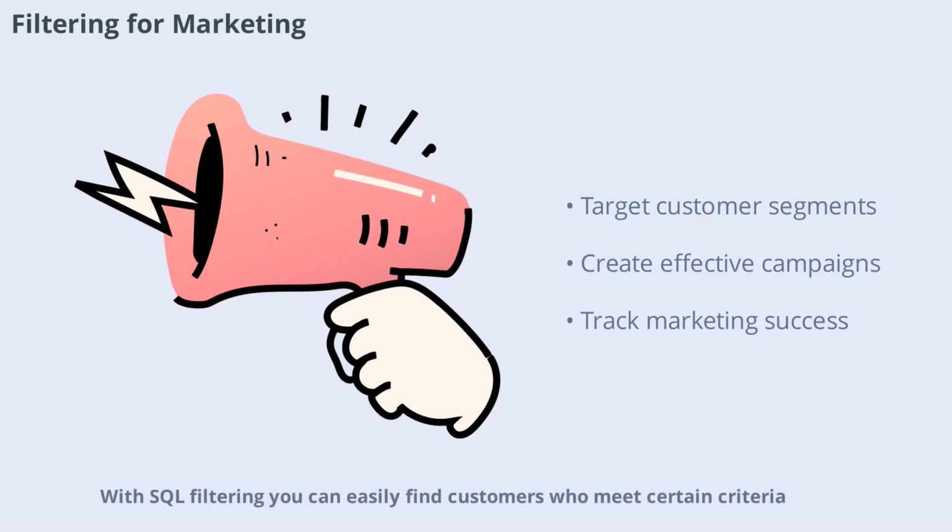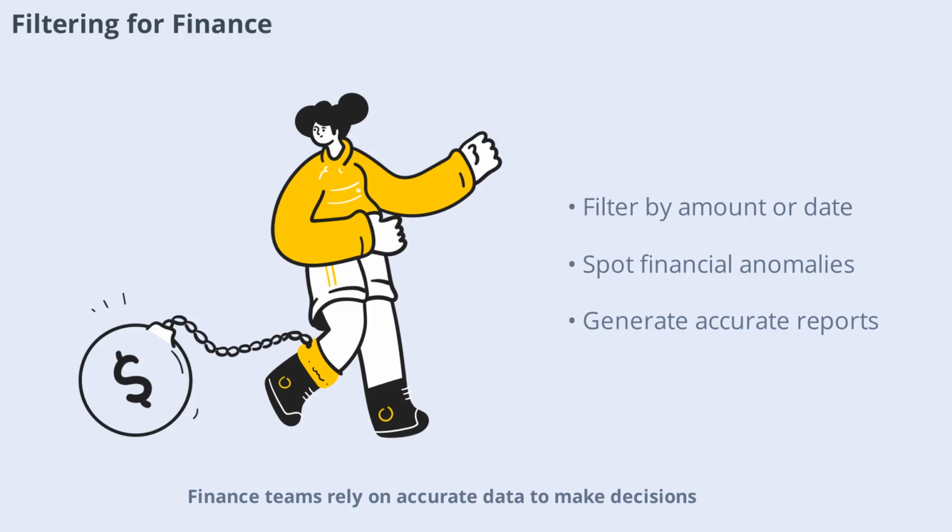Marketing teams often need to target specific customer segments. With SQL filtering, you can easily find customers who meet certain criteria, like those who made purchases within the last month or who live in a particular region. This helps create more effective campaigns and track their success. Finance teams rely on accurate data to make decisions. By filtering transactions based on amount, date, or account type, they can quickly generate reports and spot anomalies.